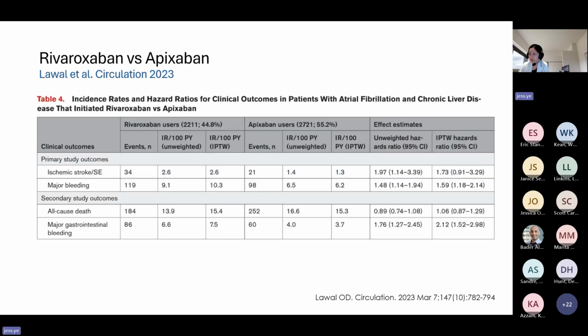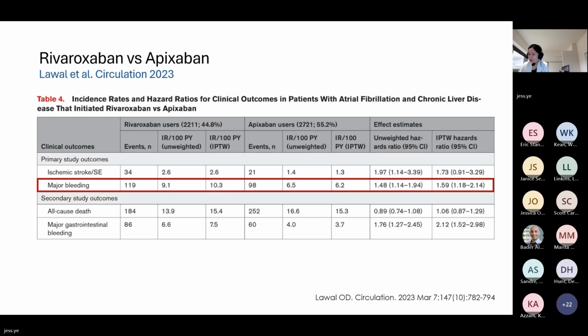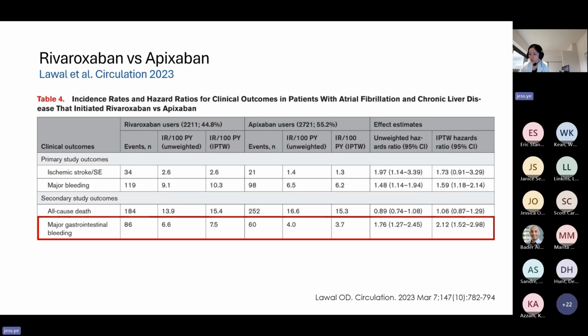As I mentioned earlier, this was the first study to look at a head-to-head retrospective comparison between DOACs. The authors compared rivaroxaban versus apixaban specifically. These are the two most commonly prescribed DOAC. They found that compared with apixaban, patients treated with rivaroxaban had an almost 1.6-fold higher risk of major bleeding and a 2.1-fold higher risk of major GI bleeding specifically.